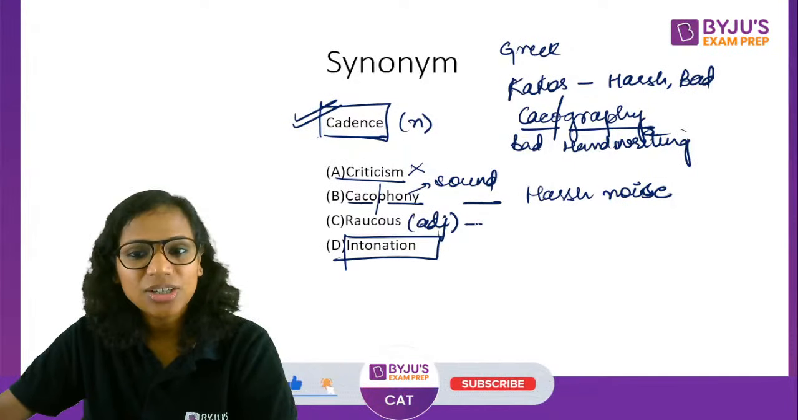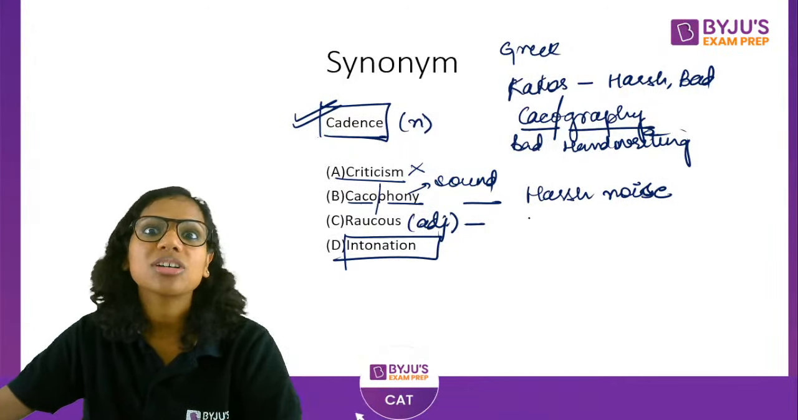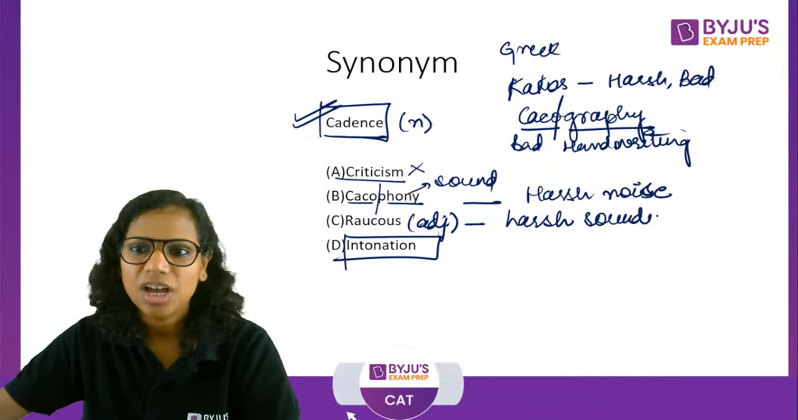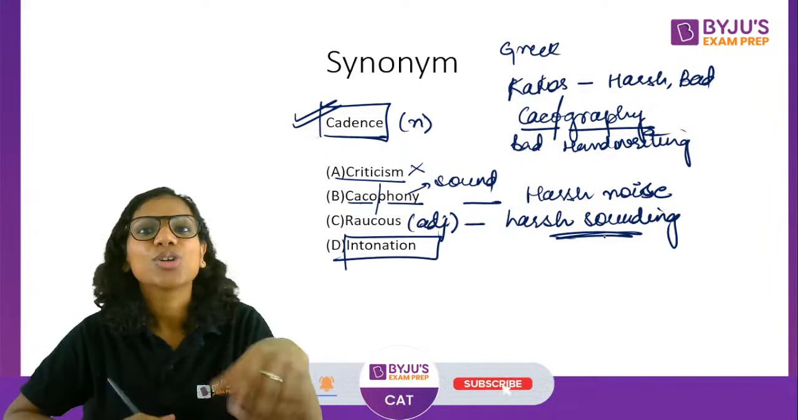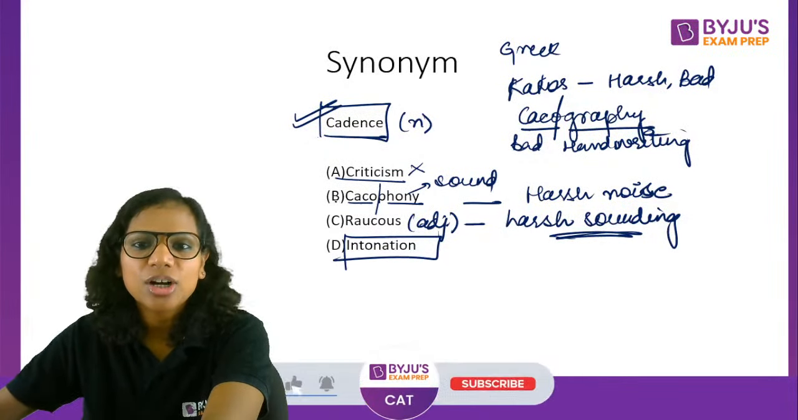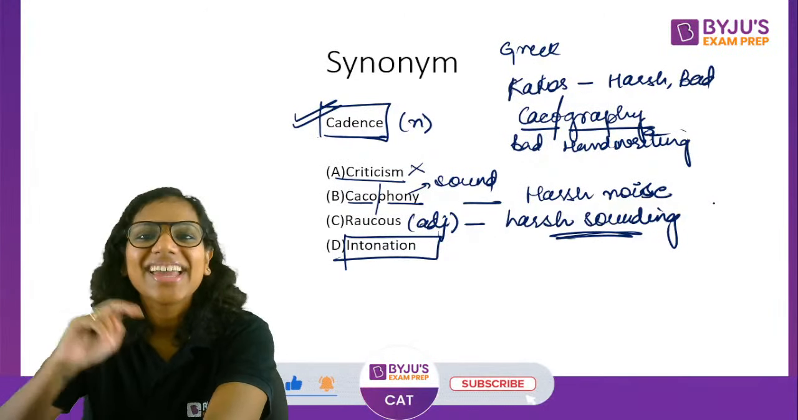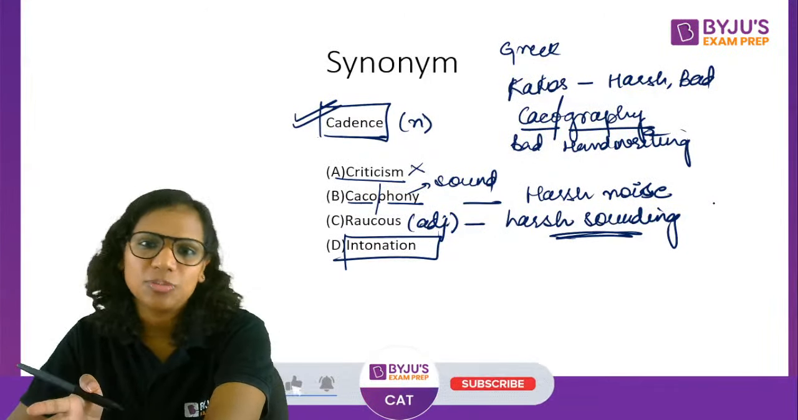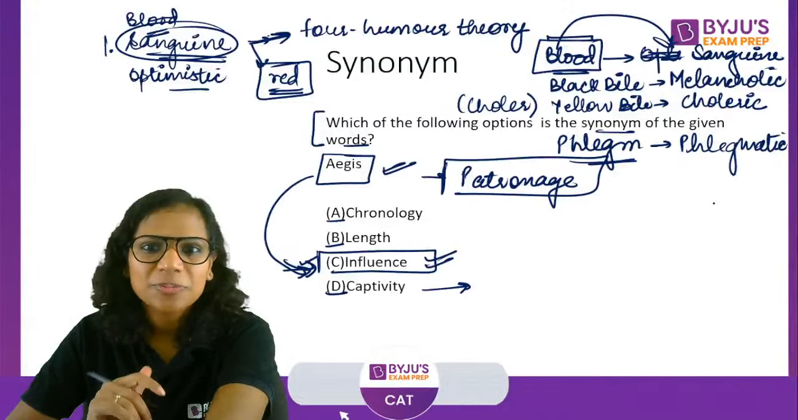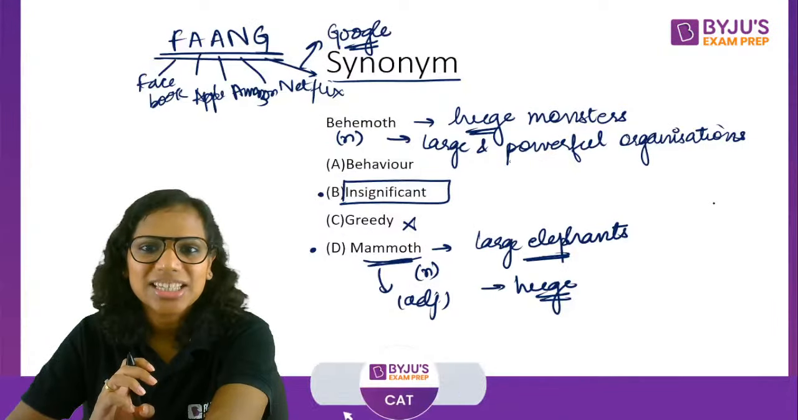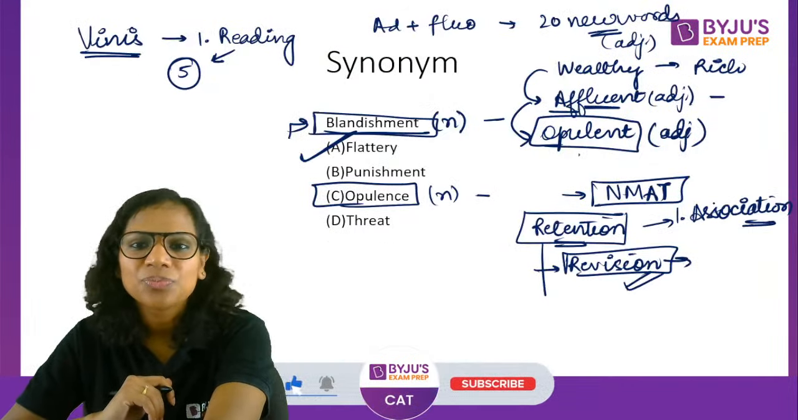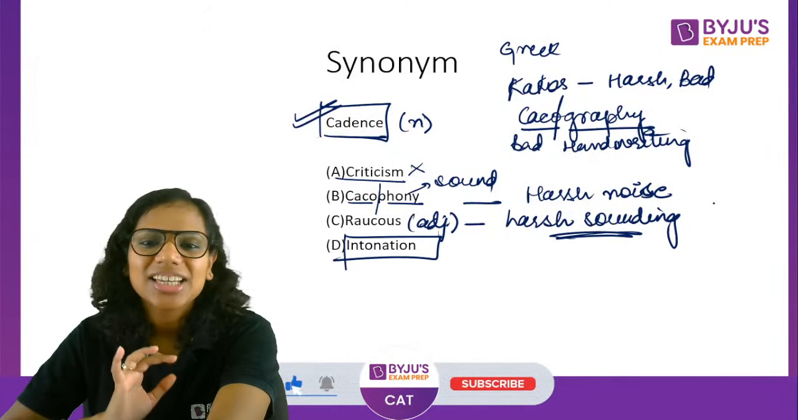Raucous is an adjective that means, if I say raucous laughter, harsh laughter. It's used for harsh sound. Harsh sounding is raucous, right? So raucous and cacophonous are synonymous. Cadence and intonation are synonymous. So we've done quite a few synonym questions so far. Aegis, avarice, behemoth, and the synonym was mammoth, blandishment, and cadence, right?